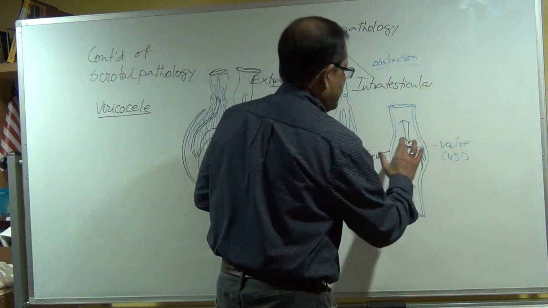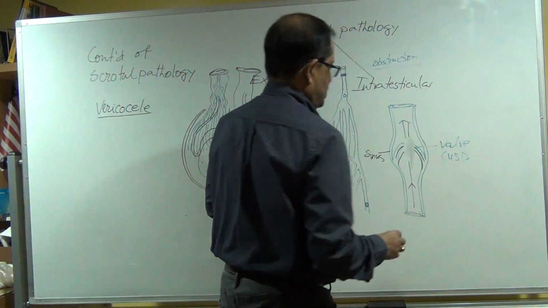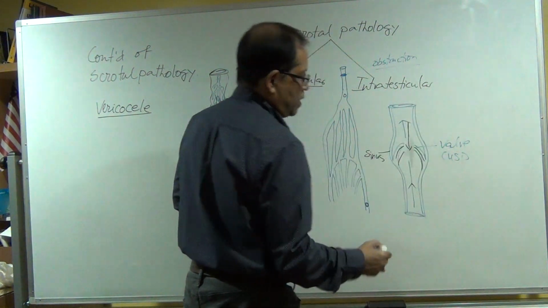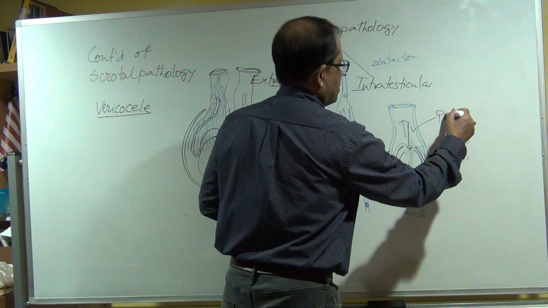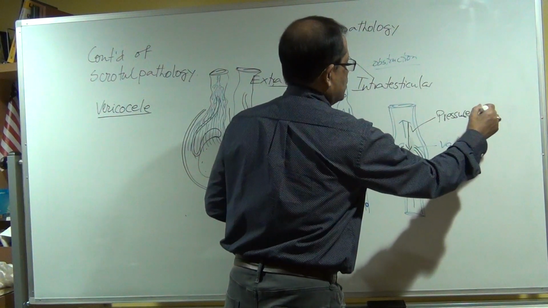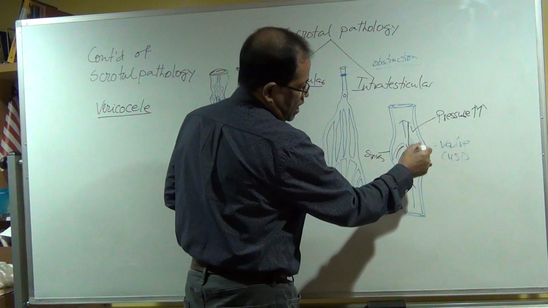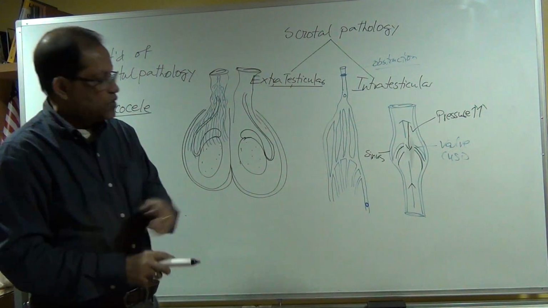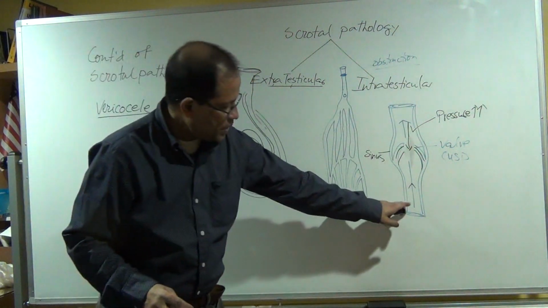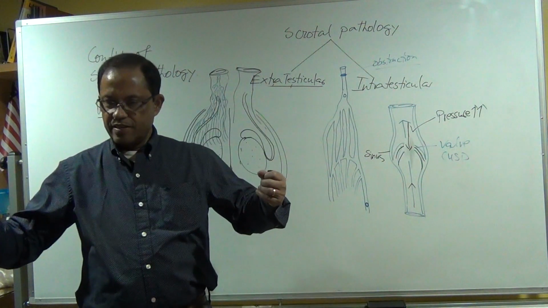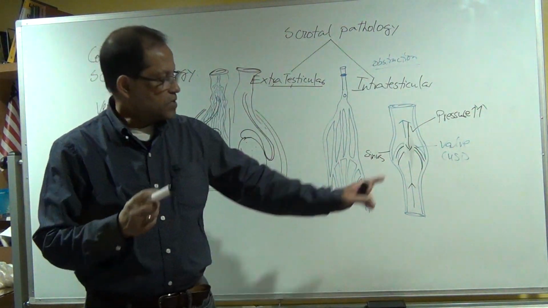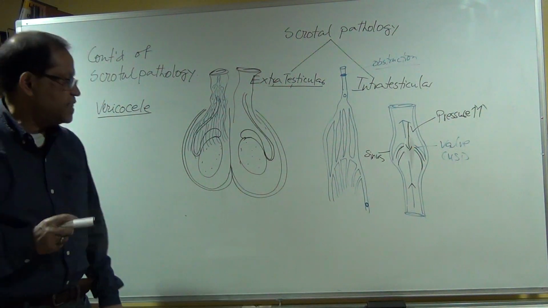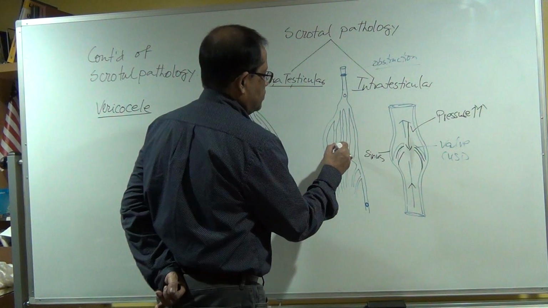But if this valve cusp did not get closed, then what happens? This blood will go back because here the pressure goes up. Automatically this blood will go down if the valve is open. So when the blood goes down, then what's going to happen here? It will be dilated. That is called incompetent venous valve. Some people are born with that incompetency of the valves.